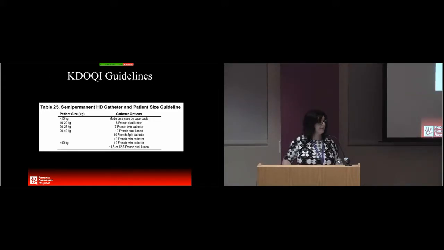There are also some guidelines for hemodialysis catheter size from DOQI, and this is variable. What you do is you place the smallest catheter that will allow for the flow rates that you need. So it's not always dependent on patient size. It is what the catheter is being used for, whether it's hemodialysis, apheresis, etc.